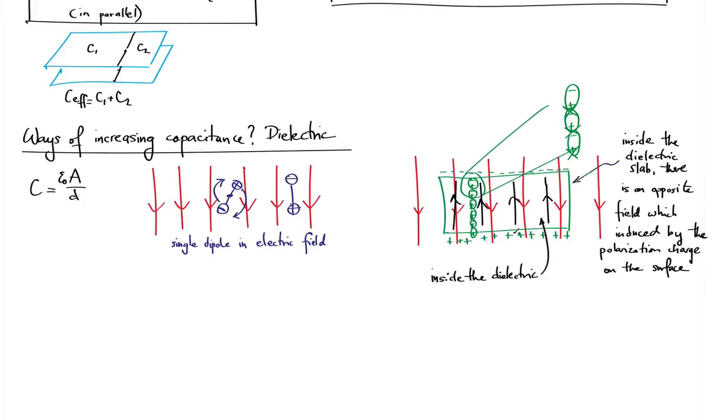Usually this will not perfectly counteract the external field. There'll still be some net field. For instance, if this was E applied, and let's say the strength of the electric field generated by the dielectric was half that, we'll call this E induced. Then the net field would be this plus that, so it would be something like that. This would be E net.